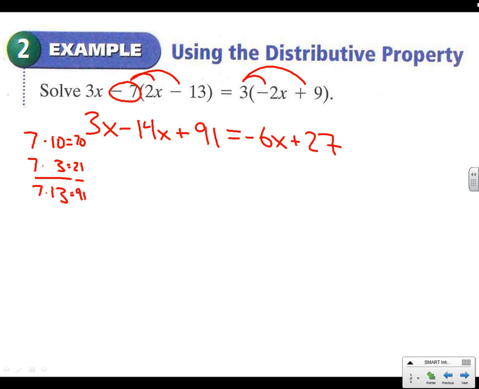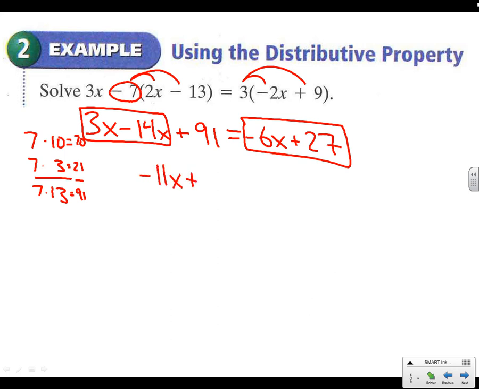The right side over here is very simple. We've combined all our like terms. X's are with x's and regular numbers with regular numbers. But over here, I can put the x's together. So let's go ahead and do that. 3 minus 14 is negative 11x plus 91 equals negative 6x plus 27.